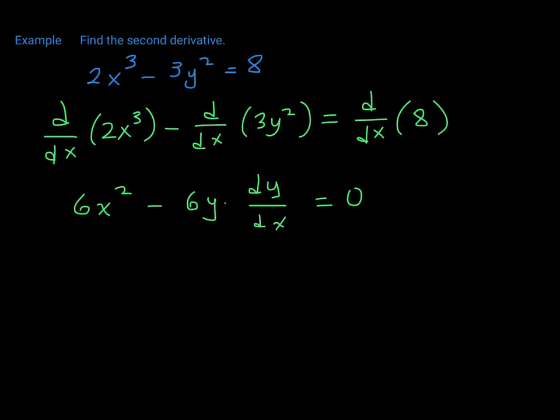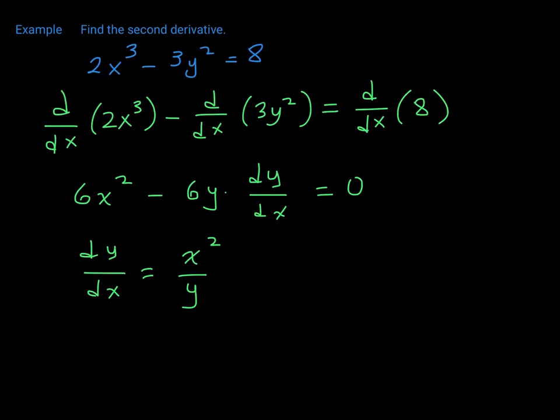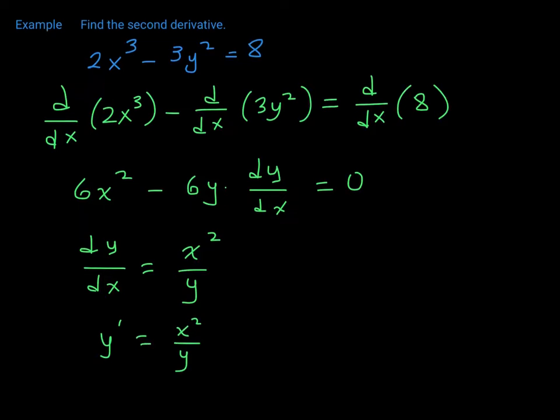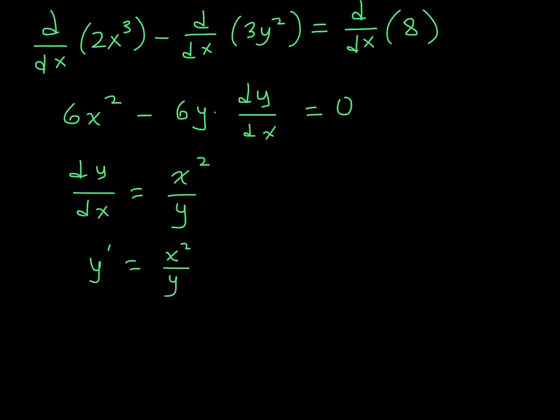Our job right now is to isolate dy/dx. So then dy/dx will be equal to x squared over y. I'm going to go ahead and use this notation here. I'm going to say y prime, that's what dy/dx is, x squared over y. All right, cool. So we found the first-order derivative, the first derivative. Now let's find the second derivative, okay? So let me just move this up a little bit. And let me change colors.